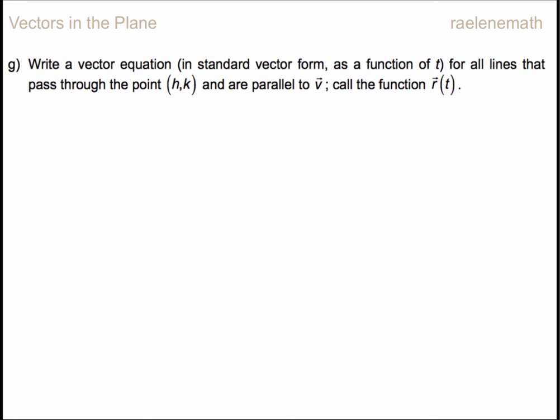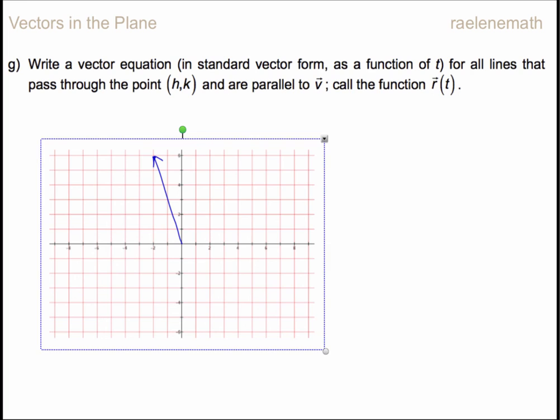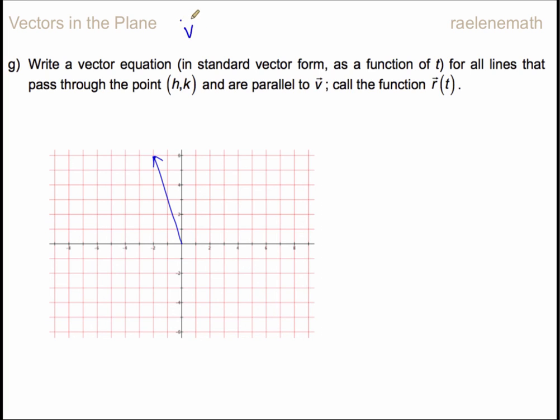In part G, we are asked to write a vector equation for all of the lines that pass through a point (h, k) and that are parallel to vector v. So vector v we found to be negative 2i hat plus 6j hat, which indicated that we had a change in x of delta x equal to negative 2 and a change in y of positive 6.